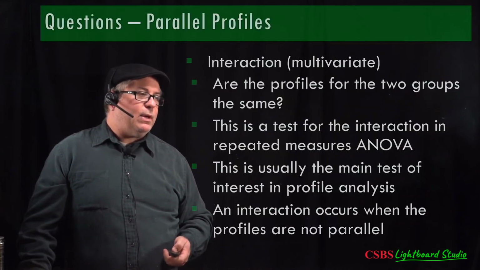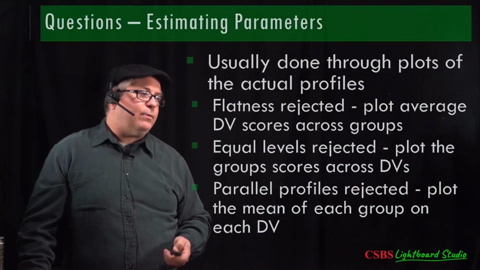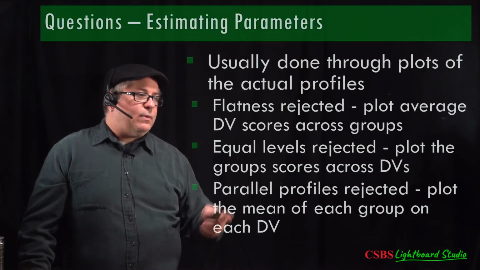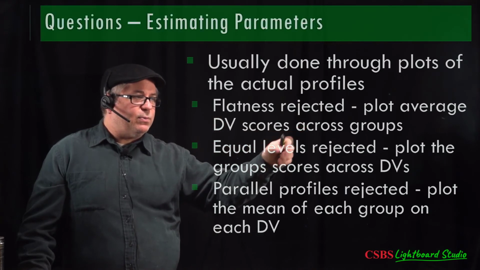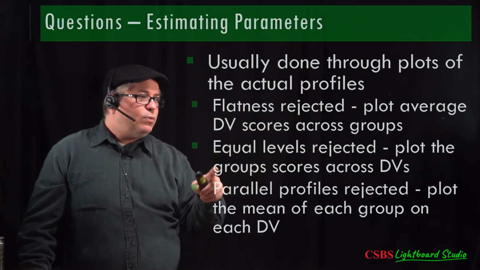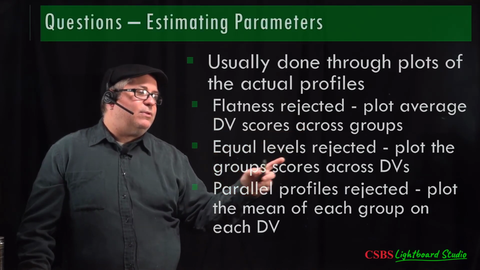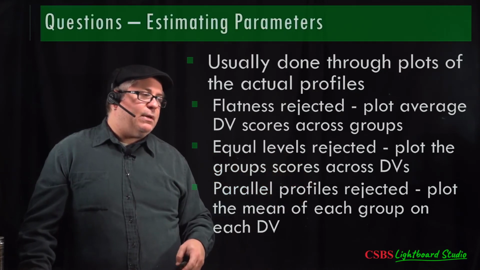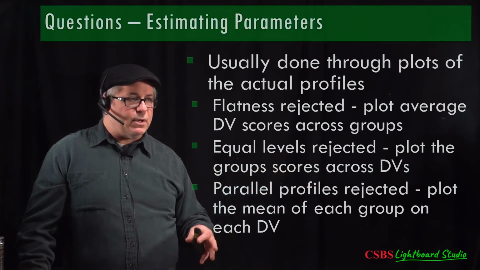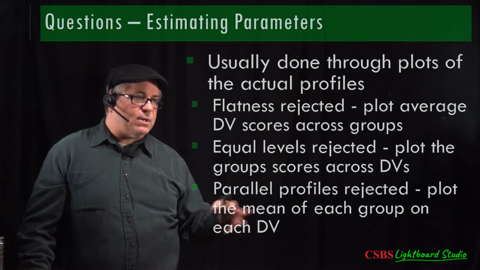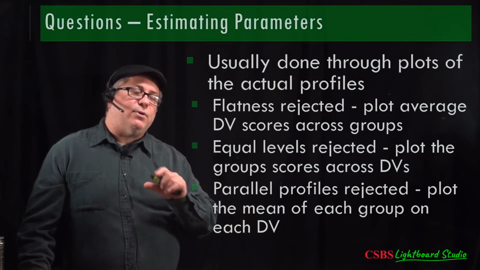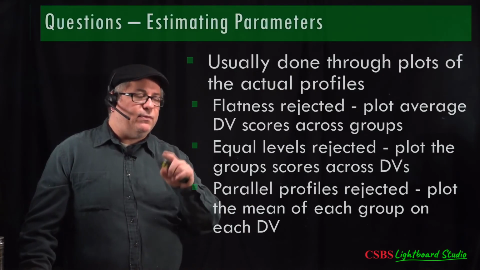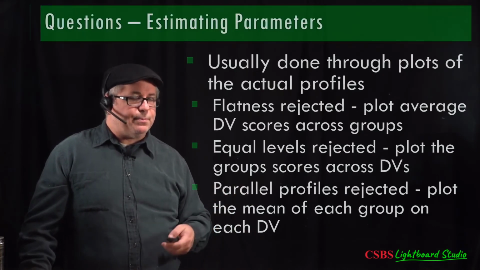This is a way of looking at what the parameter estimates might be for the population. So that's why it says, plot average DV scores averaging across groups, equal levels, plot group scores averaging across DVs, and for parallel profiles, you're not going to average across either the groups or the DVs. You're going to get one mean per combination of group and time, or group and DV, and plot those out to look at the interaction.